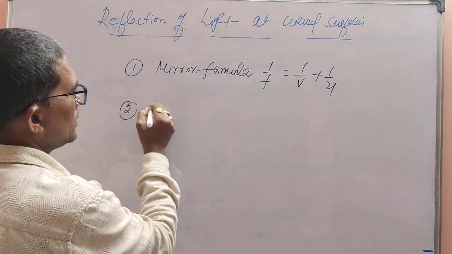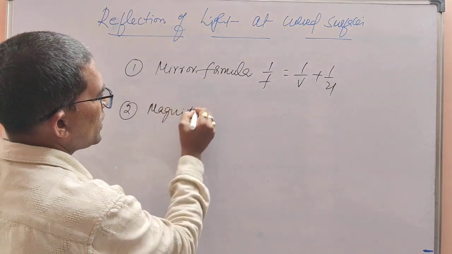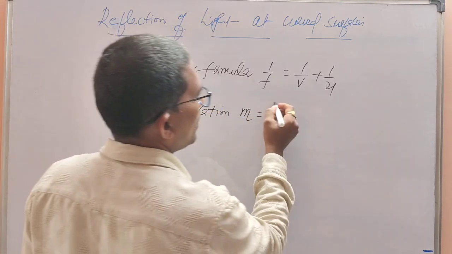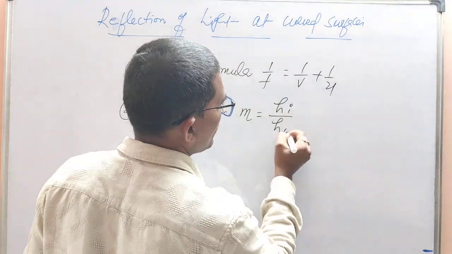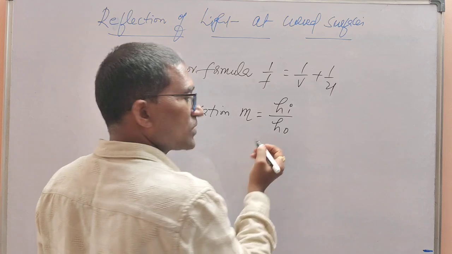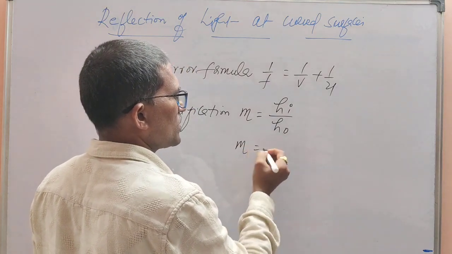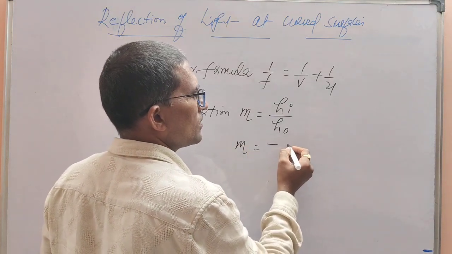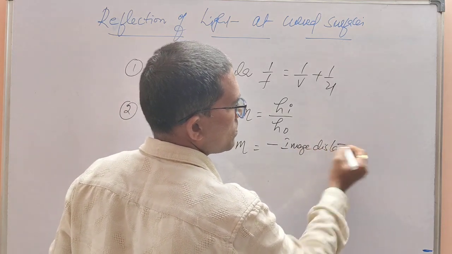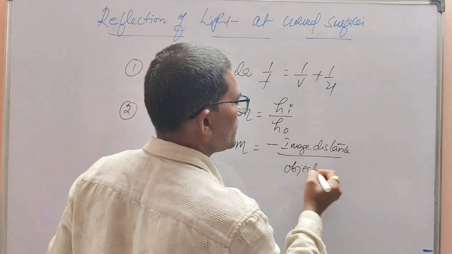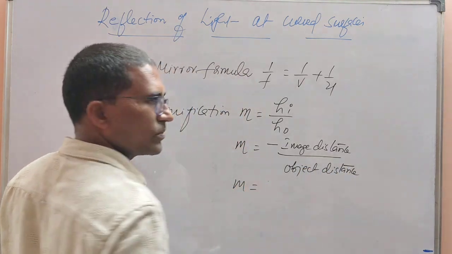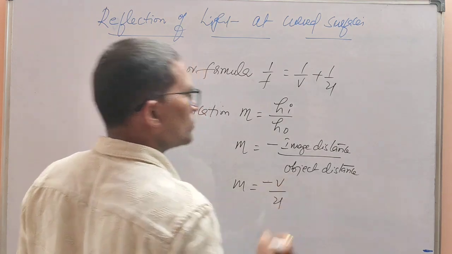Second one, magnification. M is equal to height of the image by height of the object, that is in terms of heights, and in terms of distance of the object and distance of the image, M is equal to minus image distance by object distance. Nothing but M is equal to minus v by u.